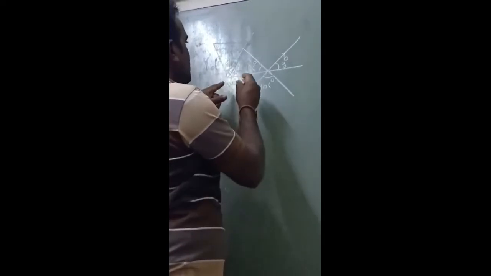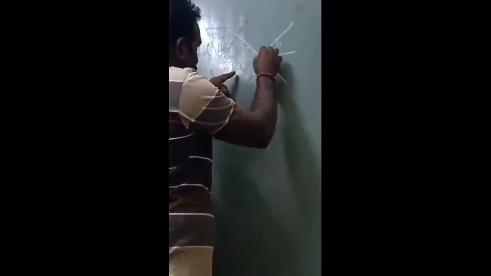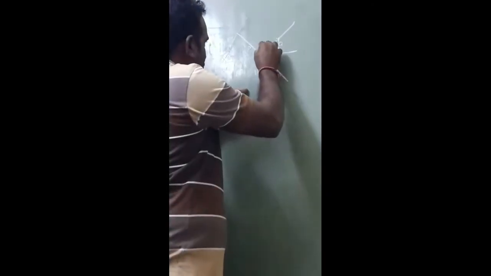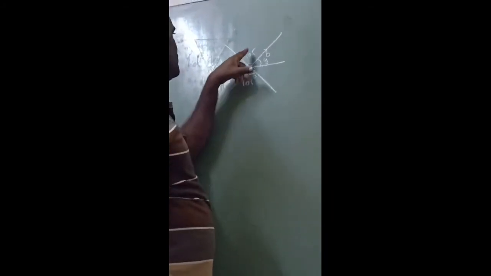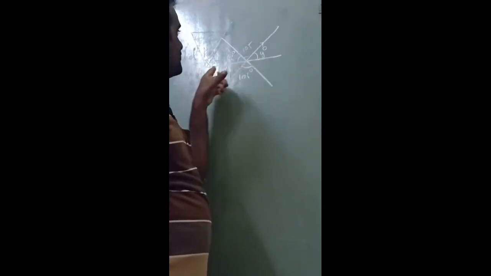So see here, these two lines intersect at this point. This angle is 105. What about this angle? This angle is also 105. Why? Because vertically opposite angles are equal. This angle is equal to this angle. So this line is a straight line.